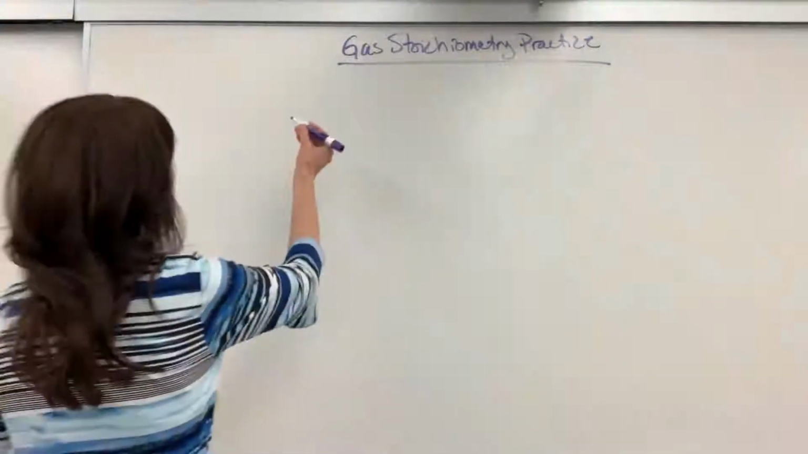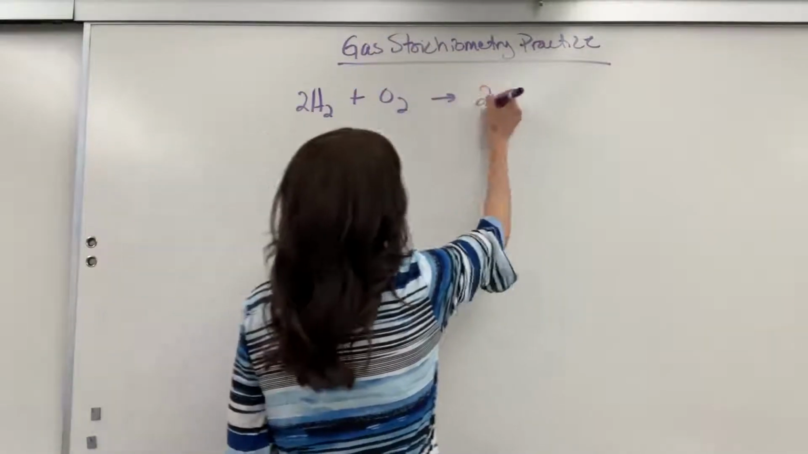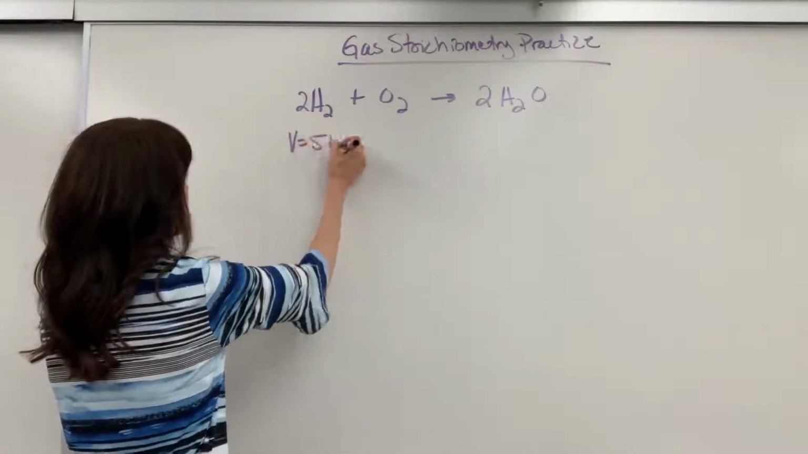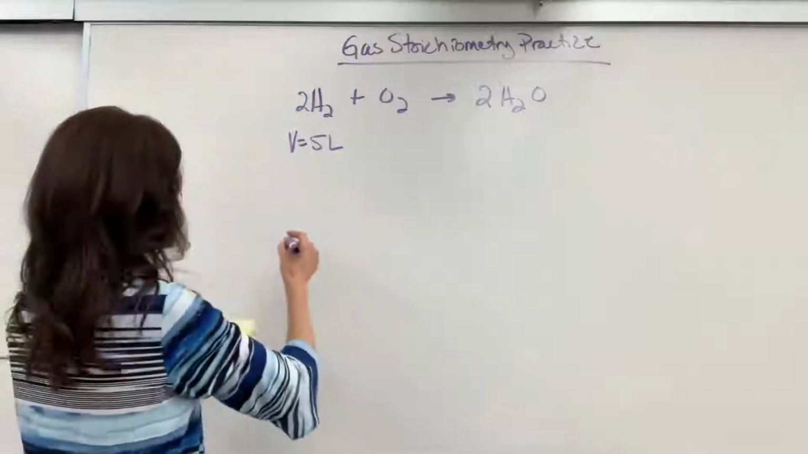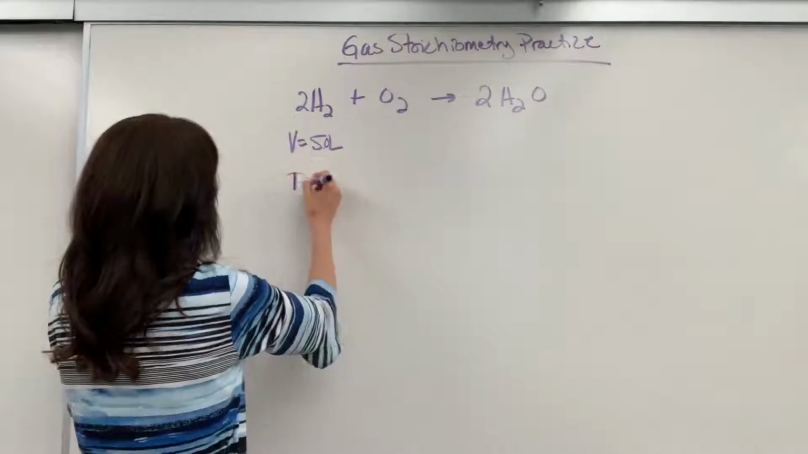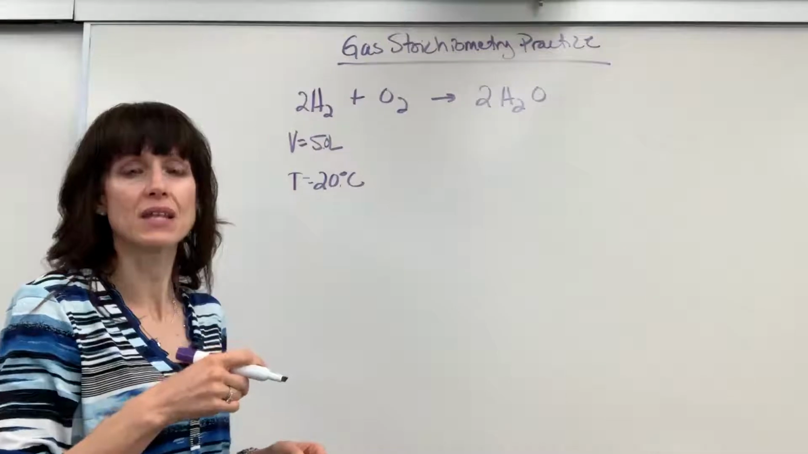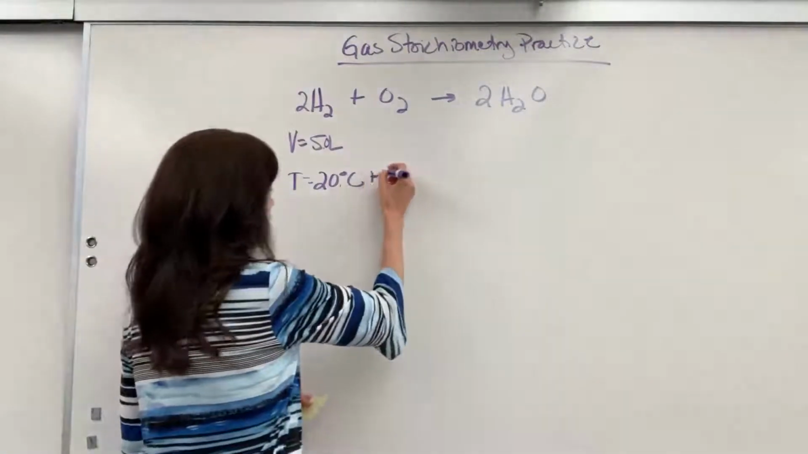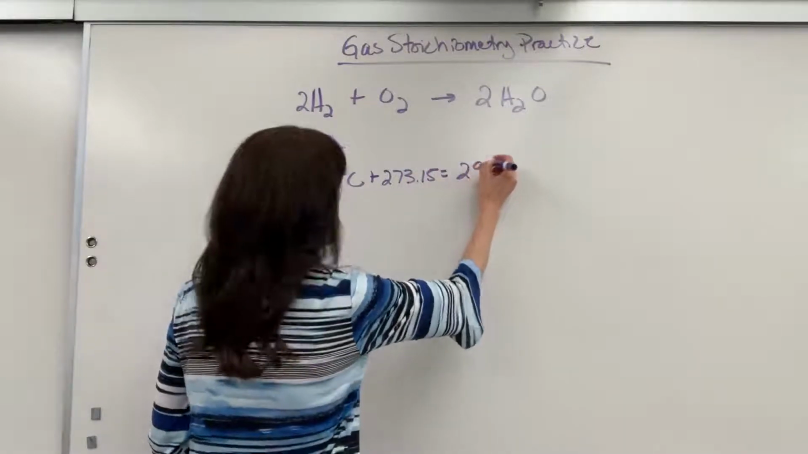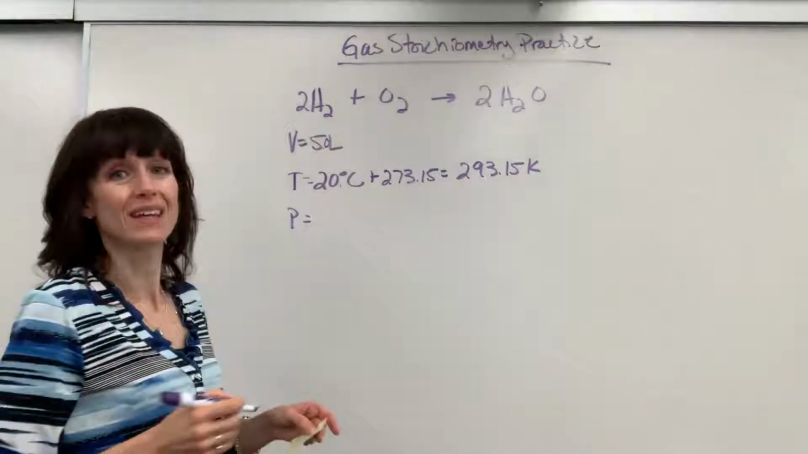Here it is. It's a hydrogen and oxygen producing water reaction, quintessential reaction. And here's the information that they gave us. They said that the volume was 5 liters for the hydrogen. The temperature was 20 degrees C. So I'm going to pause right there and go ahead and write this as Kelvin. We always have to have Kelvin for gases. 273.15 gives us 293.15 Kelvin.